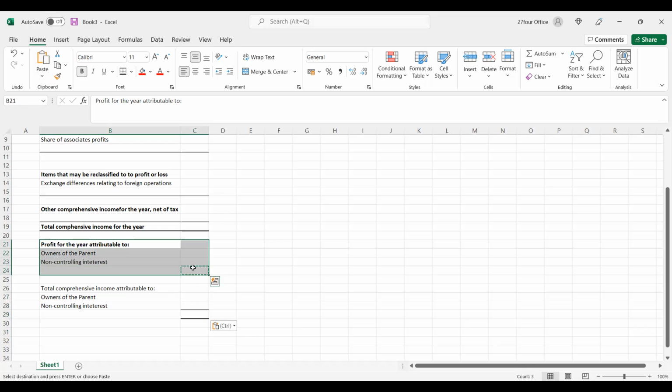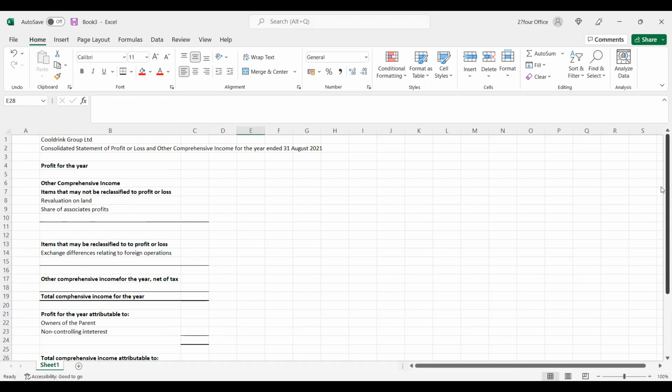Okay, so I'm going to do this. I'm going to say format. Here we go. Okay, so that is the presentation. Okay, so this is how it is presented. If they didn't say we must start from profit for the year, then above this line item, we'd have sales, cost of sales, gross profit. Other income, other expenses, profit before tax. Income tax, profit for the year. Okay, so just be aware of that.